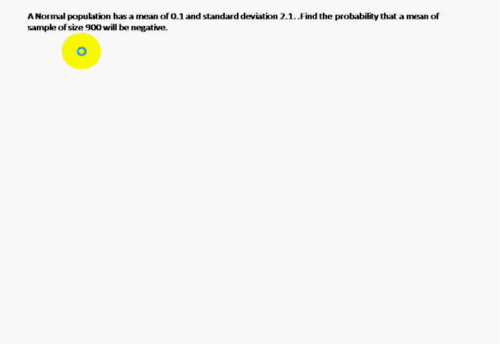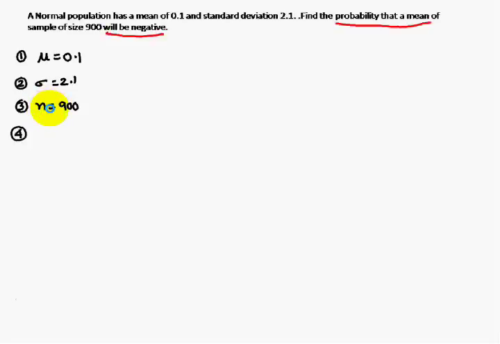So the given data is what we look at first. The mean he has given is 0.1. Second, the standard deviation is 2.1, and the sample size n is equal to 900 he has given. What he is asking is the probability that the mean will be negative. That means the probability of x bar less than 0, how much? The mean is negative, that probability you have to find out.